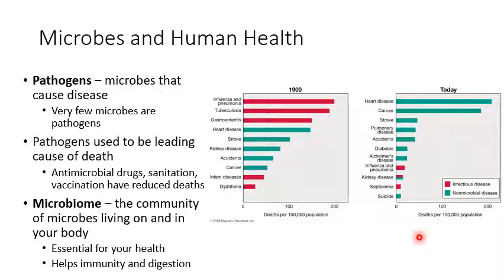Since then, we have developed a lot of stuff. We've developed sanitation, like hand washing and stuff. They didn't used to do that in hospitals because they didn't know it was important. Once they developed that, it started saving a lot of lives. In addition, we have antimicrobial drugs now, and we have vaccines. So between those things, we have reduced the number of people that die of pathogens by a huge amount. So today, our leading causes of death are heart disease and cancer, not pathogenic diseases.